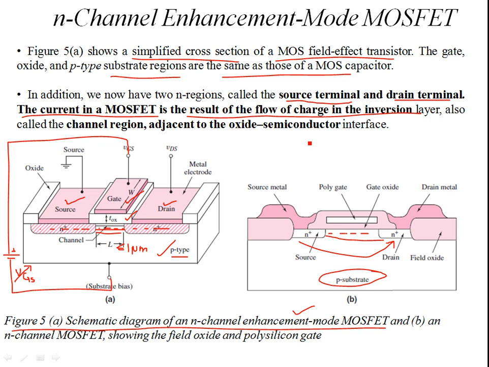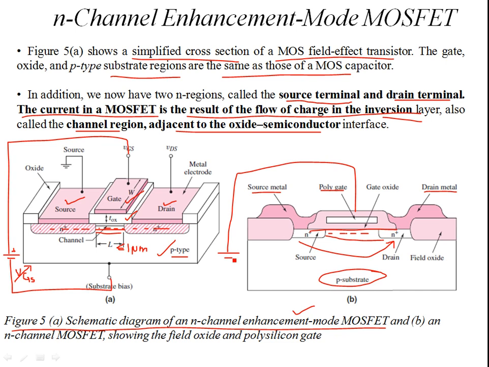So this inversion layer is being referred to as the channel region, which is adjacent to the oxide and semiconductor interface. This is your oxide and semiconductor interface. Okay, so the gate could be polycrystalline. It could be a polygate. Then you have polycrystalline silicon. Then you have gate oxide over here. You have source and drain metals. Okay, so that's how you are supplying the VGS over here.